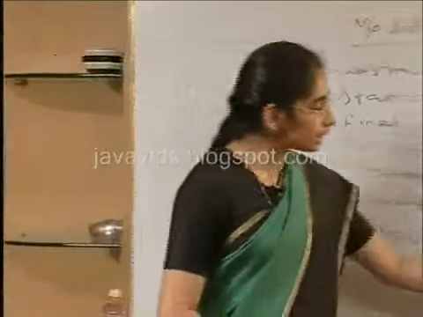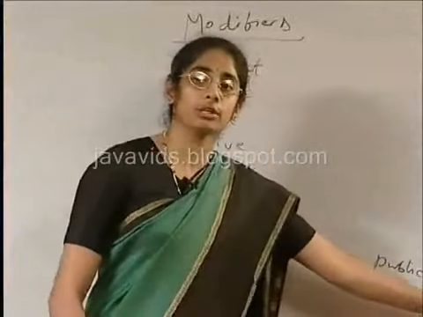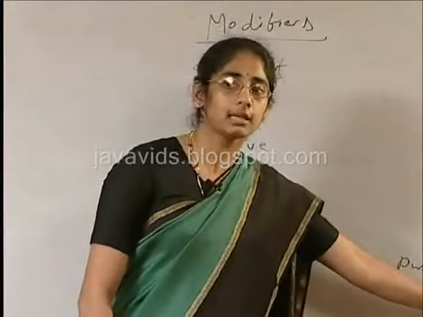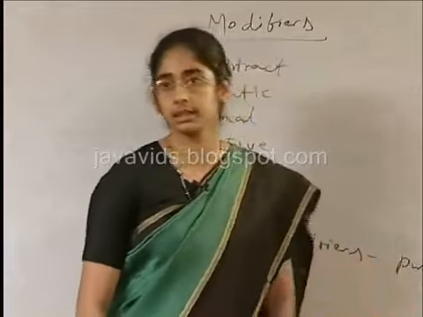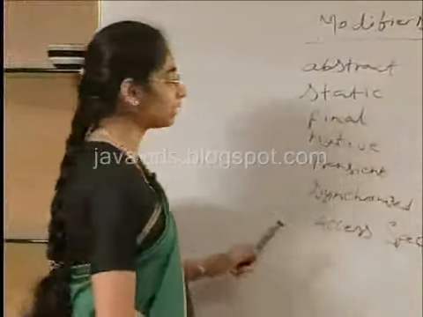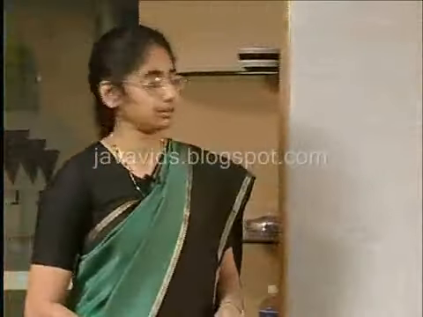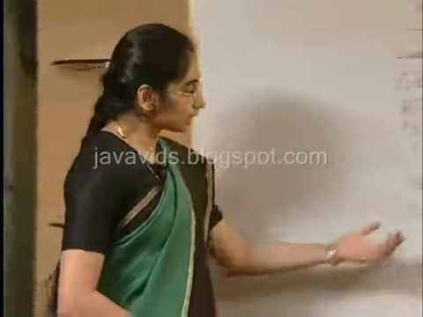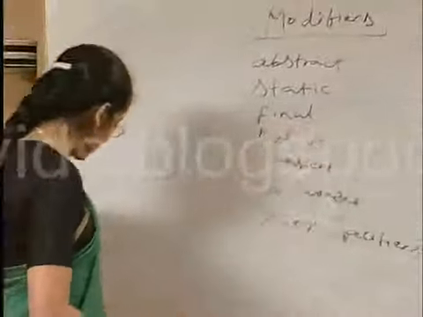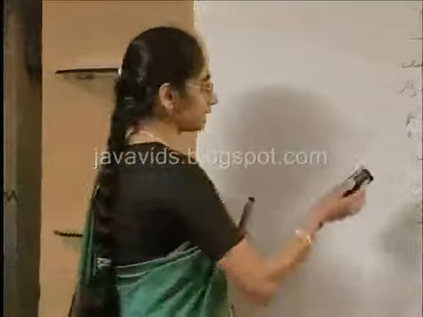So private and protected can only be given to any member of a class. The class itself cannot have a private or protected modifier. It can only be public or default. So that's the scope of access specifiers. Let's take a look at an example of this access specifier.